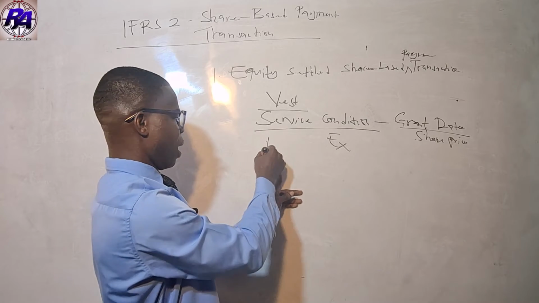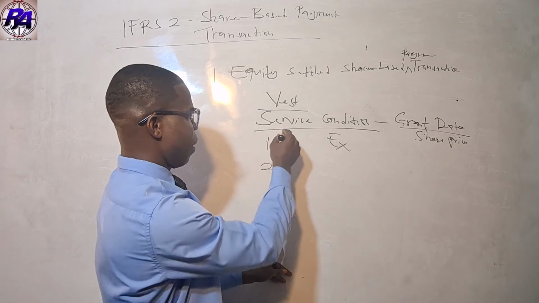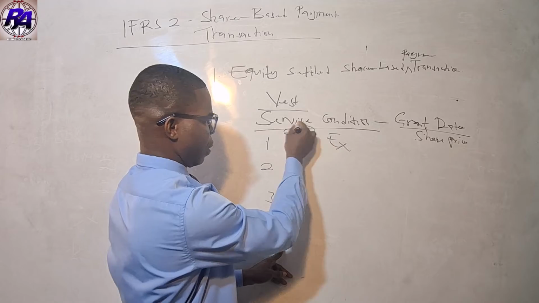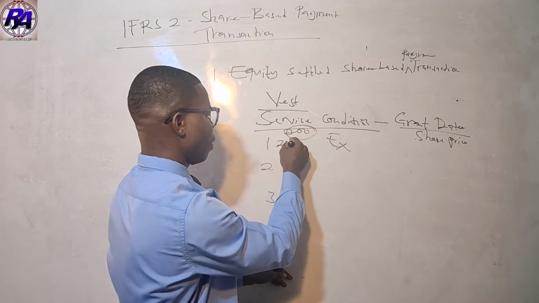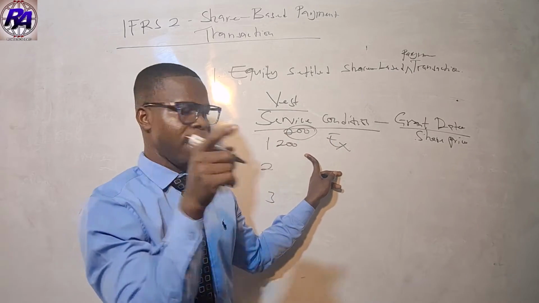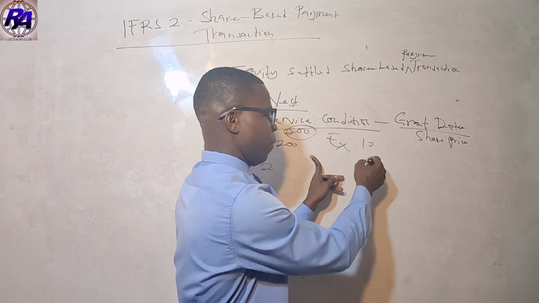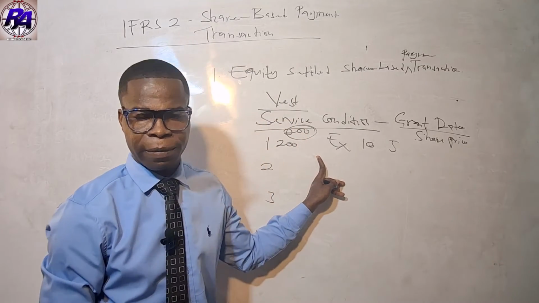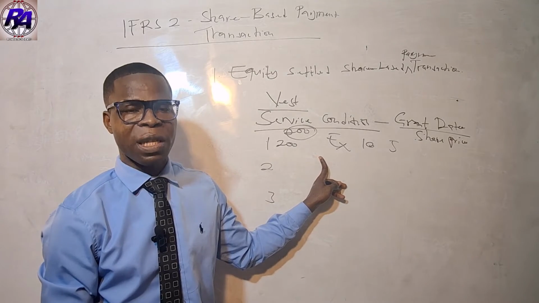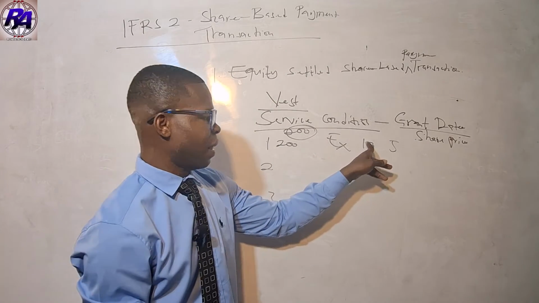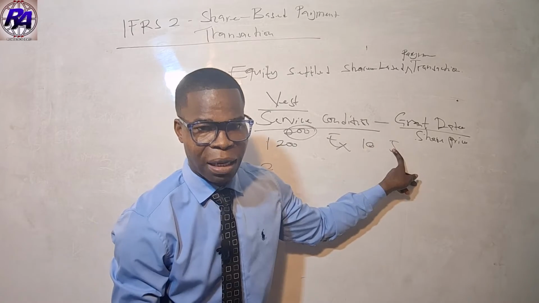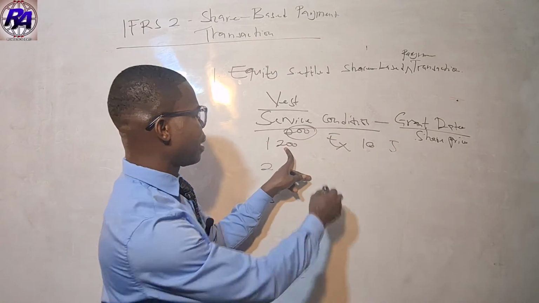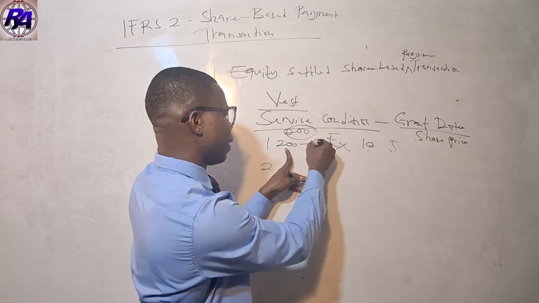So we are looking at year 1, year 2, and year 3, and we are looking at 200 employees over here. Now, in the first year, we expect that 10 of the employees will leave, and then 5 actually leave. You will see this statement in the questions. 10 is expected to leave, 5 actually leave. What you will learn from this is those that you are expected to leave, 10.